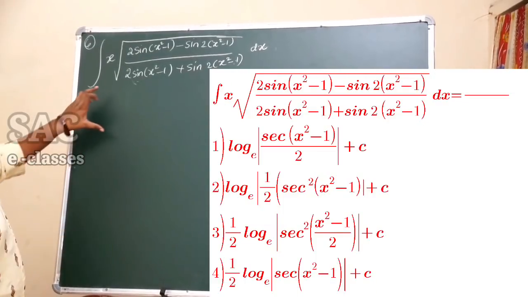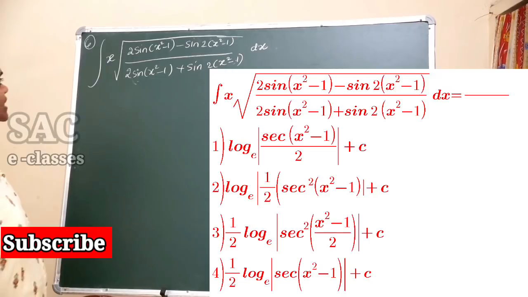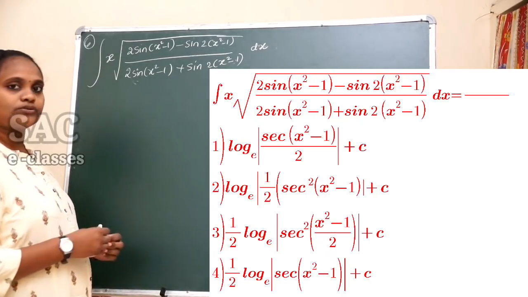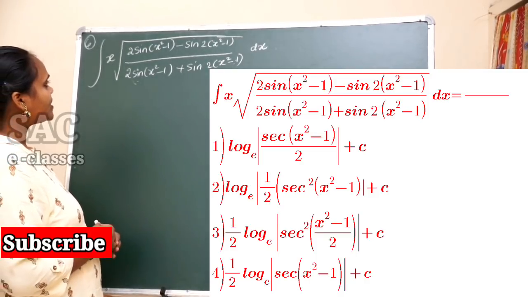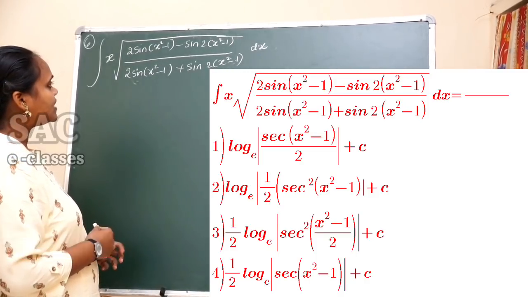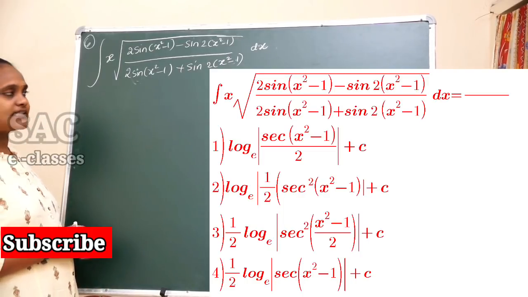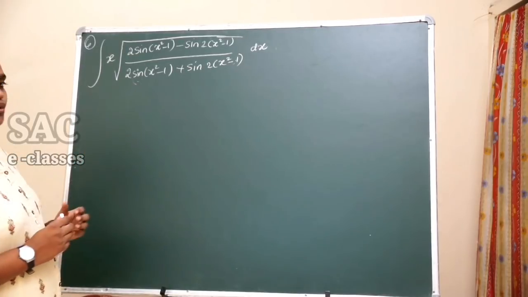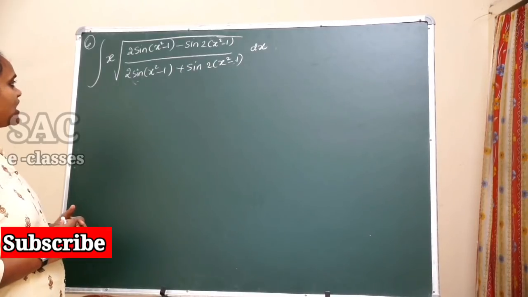Now see the sixth problem: integration of x into root over 2 into sine of x square minus 1 minus sine of 2 into x square minus 1, by 2 into sine of x square minus 1 plus sine of 2 into x square minus 1, dx. This is the problem given in 2019, in the second shift they have given in January.